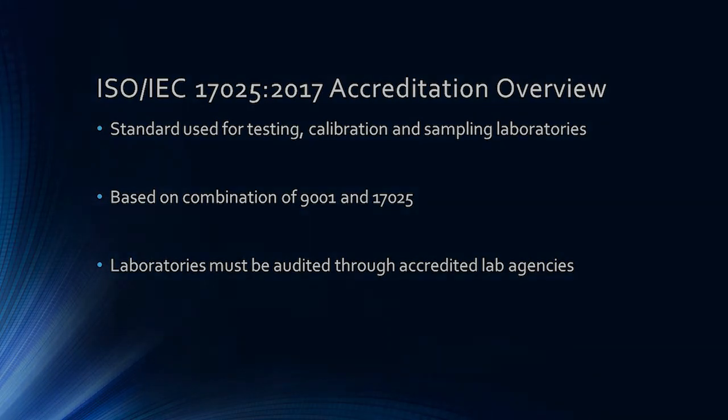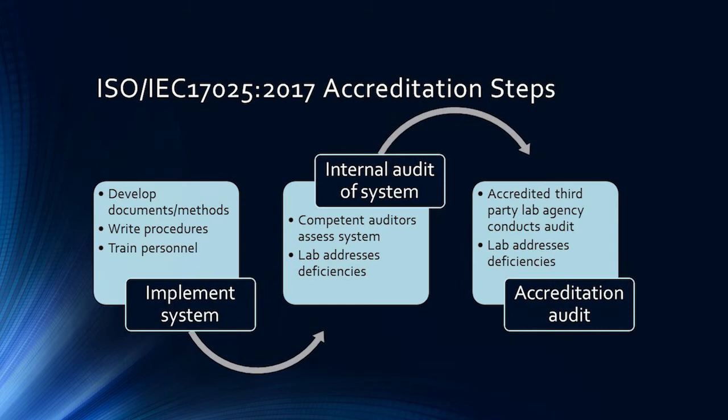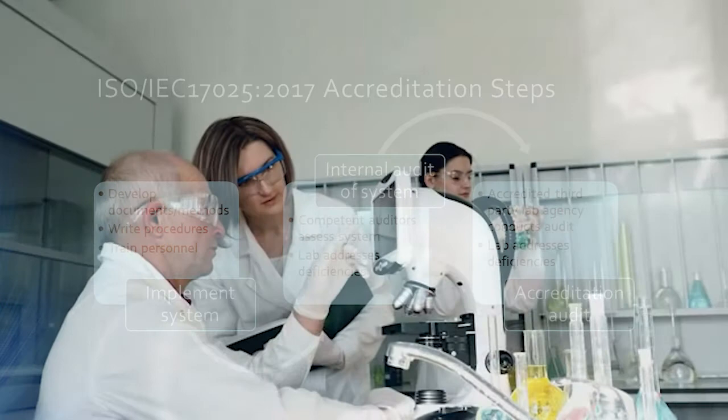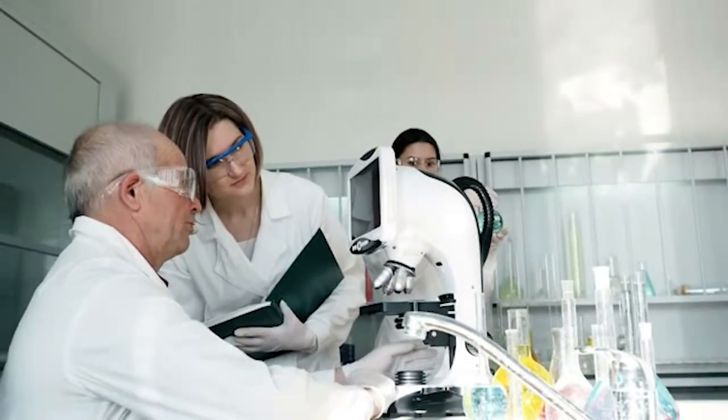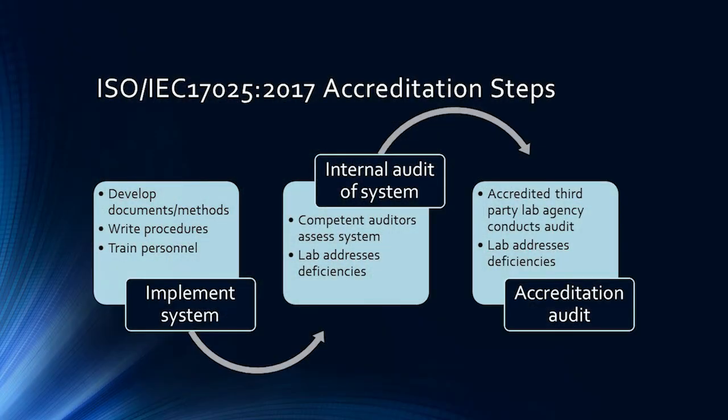Let's now go through the key steps to obtaining this accreditation. In phase 1, labs begin by implementing their lab system. This includes key items like developing documents and methods, writing procedures, and training personnel. In phase 2, the labs complete full system internal audits of their implemented laboratory management system, utilizing competent auditors. Deficiencies noted through these internal audits are then addressed through corrective action systems.